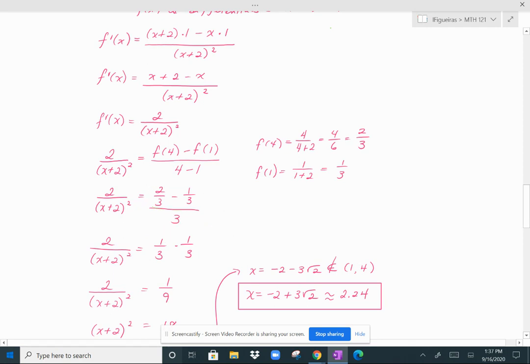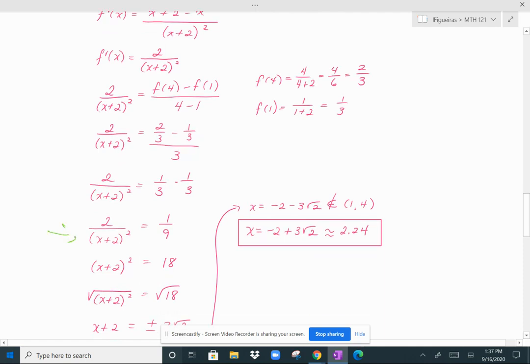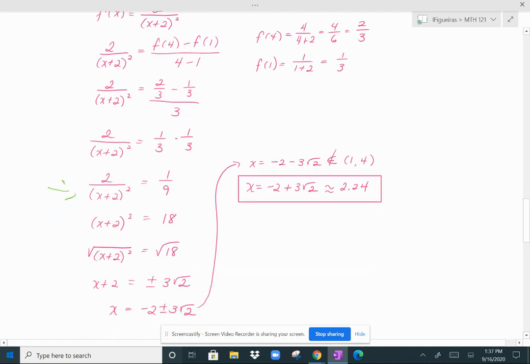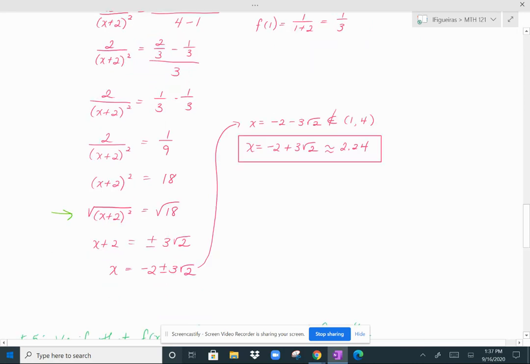So now I need to solve this equation right here, which is basically a proportion. So I'm going to cross multiply. And when you do, you get x plus 2 squared equals 18. Then I'll use the square root method to solve it. So I take the square root of both sides. So the left side becomes x plus 2. And on the right side, you have to remember to put a plus or minus in front. And 18 reduces to 9 times 2, which is plus or minus 3 root 2. Subtract 2 from both sides, and you get x is -2 plus or minus 3 root 2.